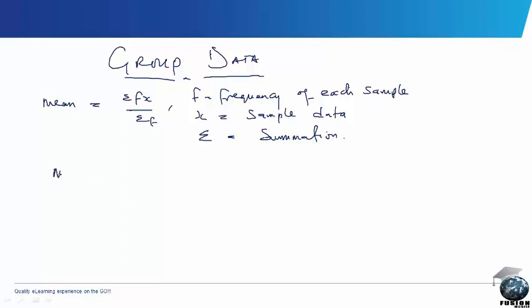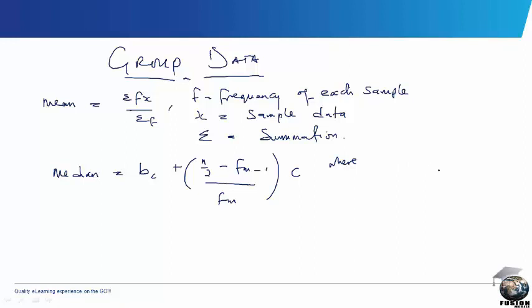And then the median of a group data is defined as BC plus, n over 2 minus f of m minus 1, all over fm, in bracket, times c.